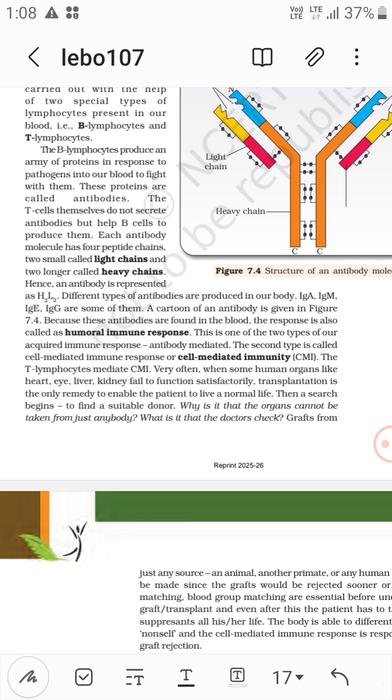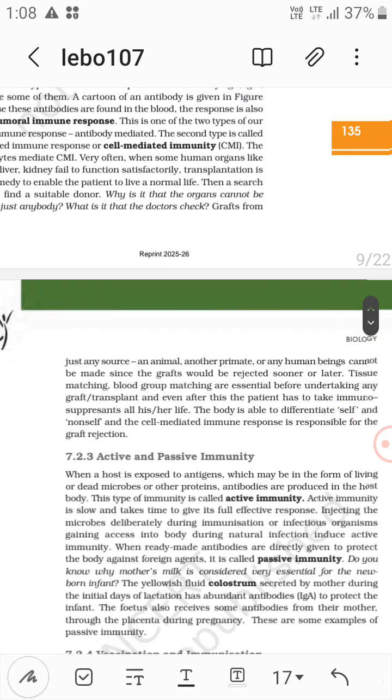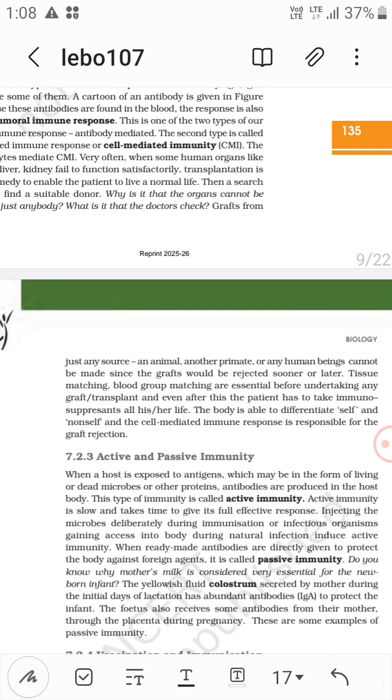Very often when some human organs like the heart, eye, liver or kidney fail to function satisfactorily, transplantation is the only remedy to enable the patient to live a normal life. So transplantation is important. Then a search begins to find a suitable donor. Why is it that organs cannot be taken from just anybody? Grafts cannot be taken from just any source, an animal, another primate or any human being, since the grafts would be rejected sooner or later.